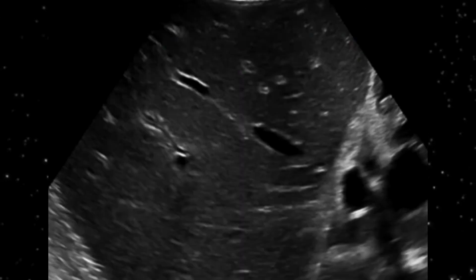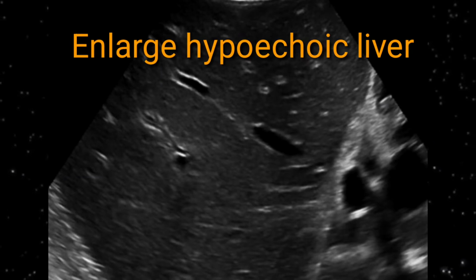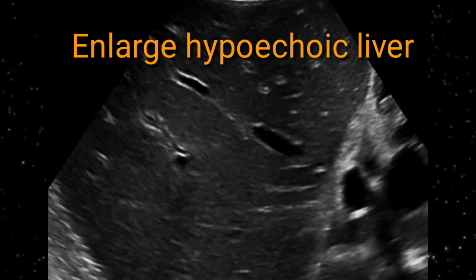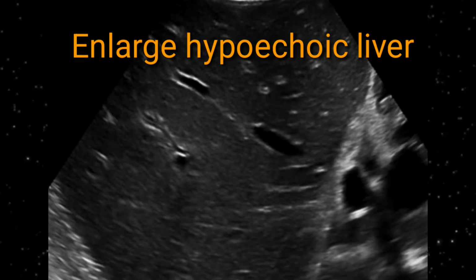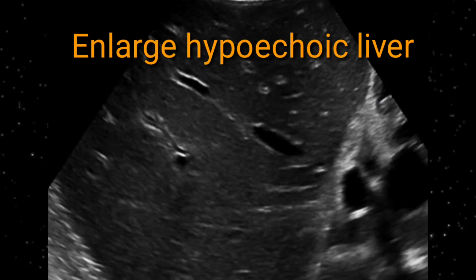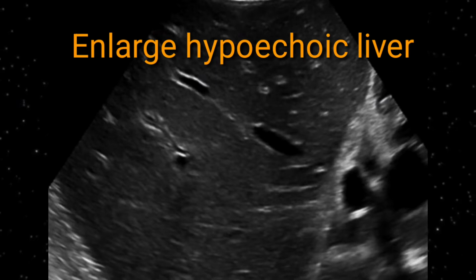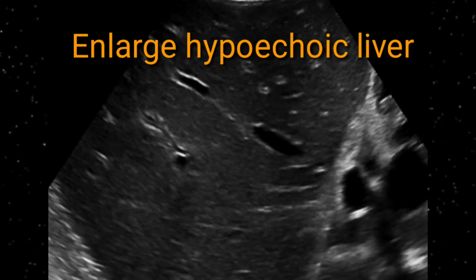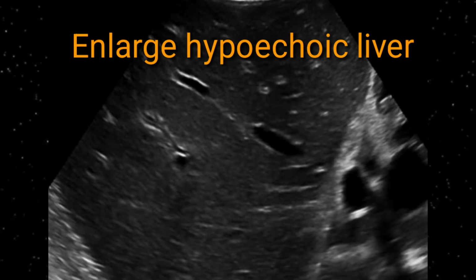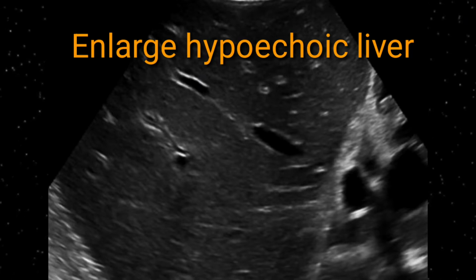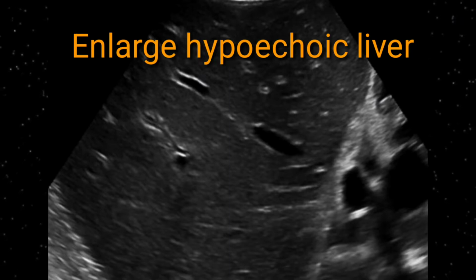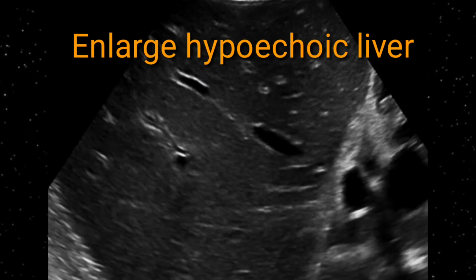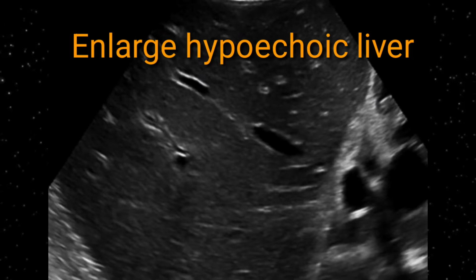The first important sign of acute viral hepatitis on ultrasound images is an enlarged liver. The liver would be enlarged more than 15.5 centimeters and it will appear hypoechoic. On this slide you can see that the liver is enlarged and appears hypoechoic. This hypoechoic liver is a characteristic of acute viral hepatitis, and you have to measure the size as well. The size would be more than 15.5 centimeters.